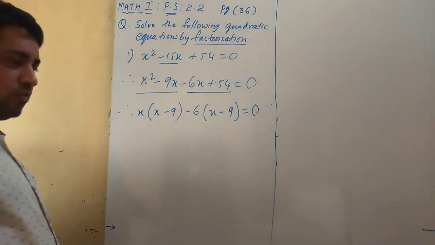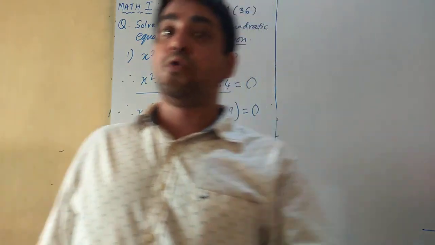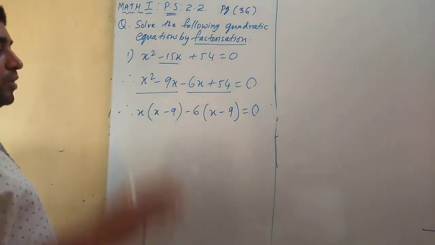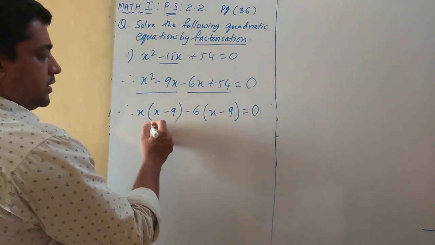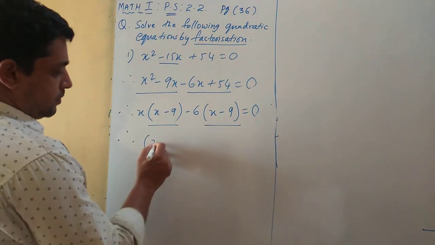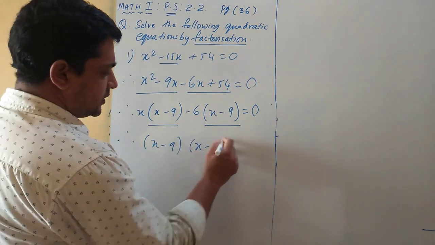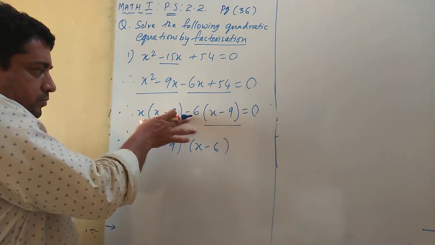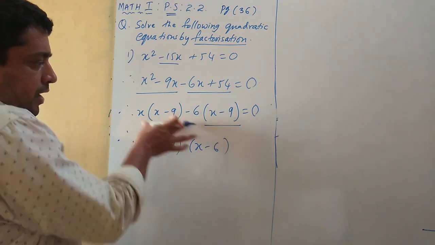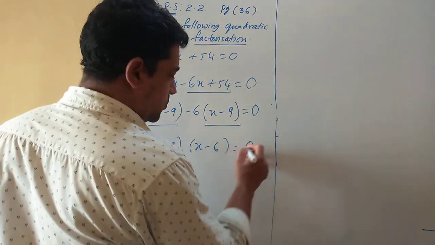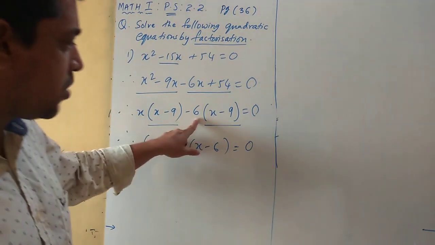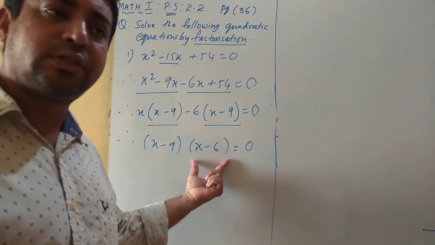Now again you will find something common. Here you will find a binomial common in both the terms. You have got 2 terms now, not 4 terms. So here what is common? This binomial x minus 9 is common. So therefore x minus 9, and the second factor will be x minus 6, whatever is uncommon, I'll write in the second bracket, is equal to 0. I repeat, I find x minus 9 common, so I've written x minus 9. Whatever is uncommon now, x and minus 6, it will go in your second bracket.